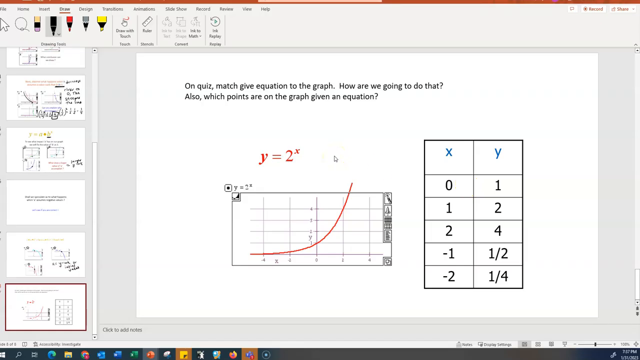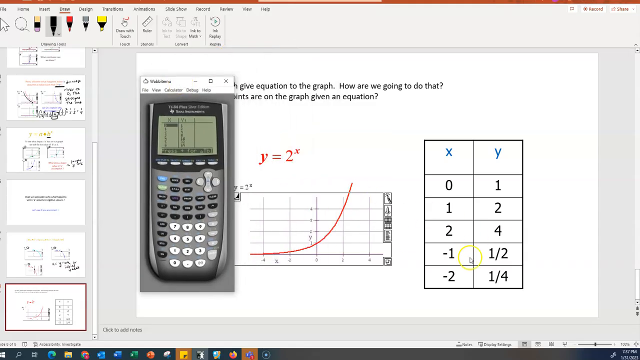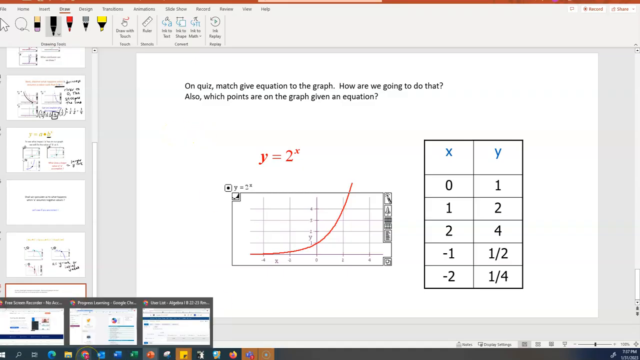On a quiz, you may have to match an equation when you're given a graph. The easiest way to do that is to use your graphing calculator. So I could go to y equals 2, use this up arrow, the caret, to the x. And I am going to hit second graph to get a table. And I want to make sure that my table matches the graph. So I want to check my y-intercept. Y-intercepts are when the x value is 0. You can also use Desmos to graph.